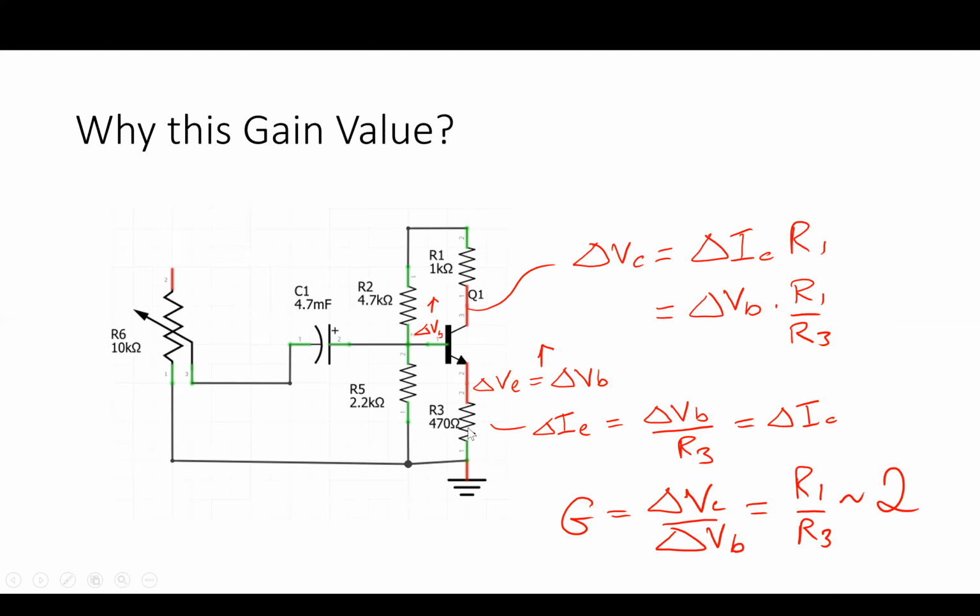Now you can see that if I made the emitter resistor even bigger, the gain would fall. And this is what I mean by negative feedback. We're reducing the gain to make the transistor more stable.